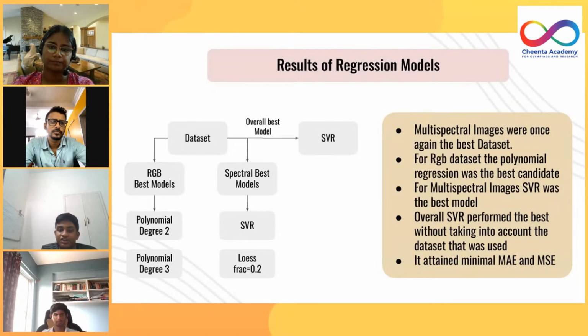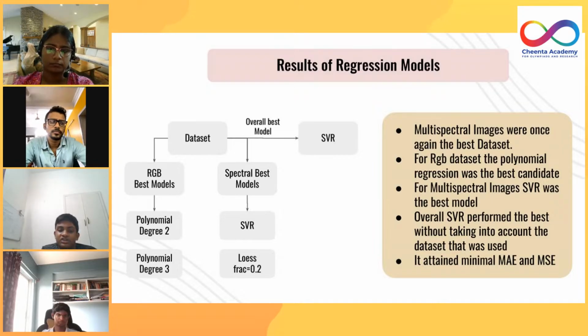So this is the result for the regression model. The overall best model is SVR since it has the minimal MAE and MSE, and we're not considering the data set we're using. So the overall best model is SVR. And then if we used the RGB data set, the best models are polynomial regression of degree 2 and polynomial regression of degree 3.